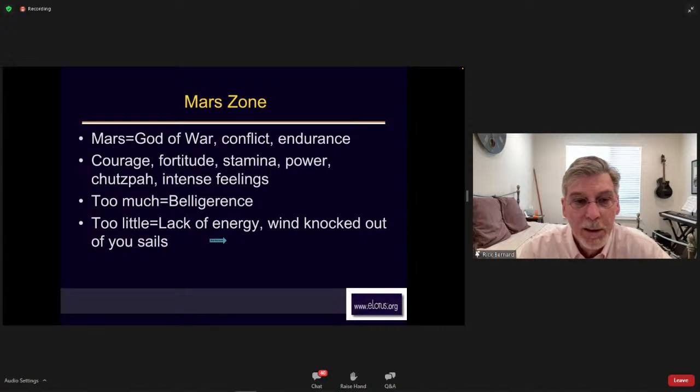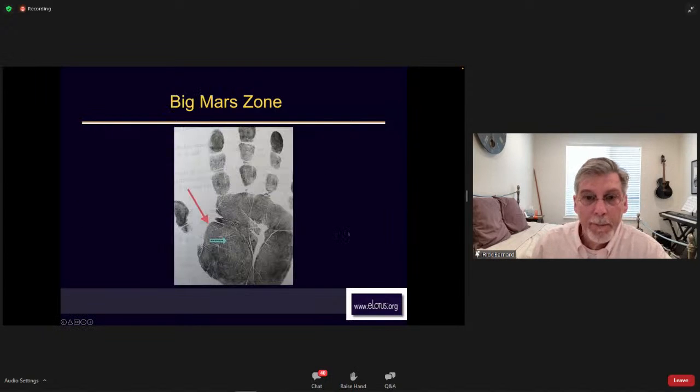Too little, the area is really flat in the hand, and it's hard to tell on prints. I'm going to show you one print, but it's hard to tell from the print. You'll just see a bulging area there when there's a lot of energy. Too little is a lack of energy. And here's the Mars zone, as you can see. It looks a little puffy here, but like I said, it's hard to tell in this print. In a hand, you'll actually see a real puffiness here.